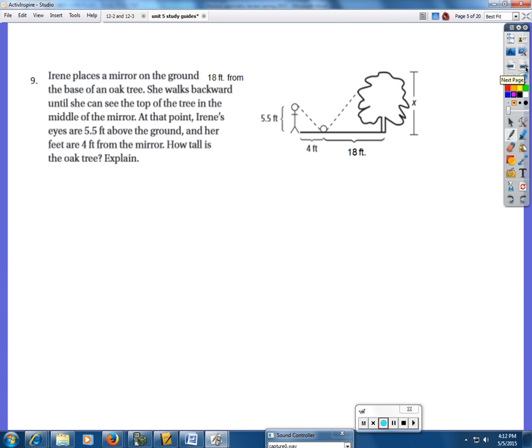I have Irene, who's got a mirror on the ground. We did this for the warm-up on Tuesday before I left. And then her distance from the mirror is 4 feet. The tree is 18 feet from the mirror. Irene is 5.5 feet tall. How tall is the tree?